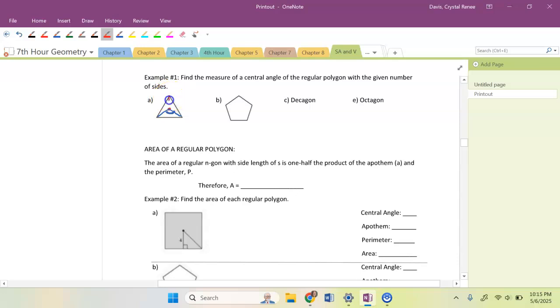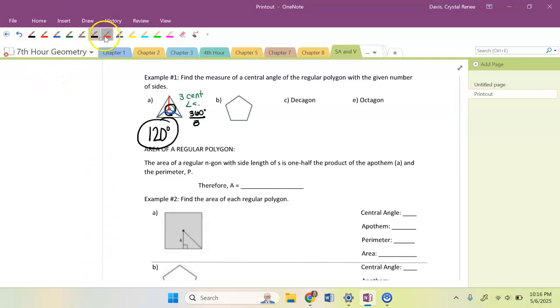If we draw and create all of these, in a triangle we would have 1, 2, 3 different central angles. So 3 central angles. And because it's a regular polygon, they're all equal. And think, they all kind of create this circle, and so they would all add to 360. So to find the measure of 1, we just do 360 divided by 3, which would give us 120 degrees.